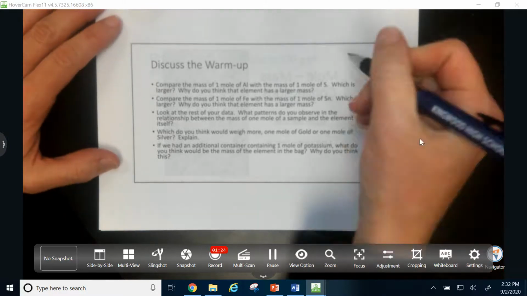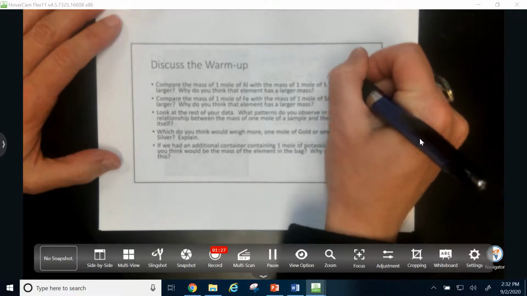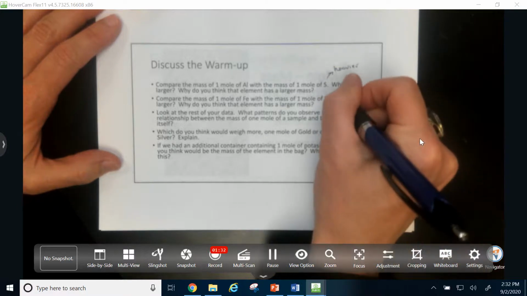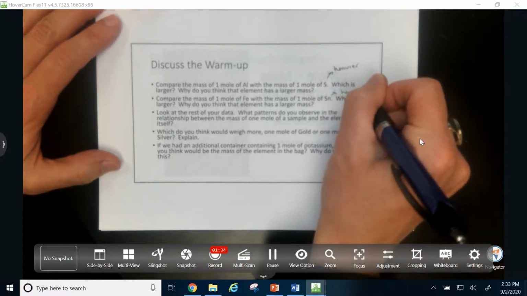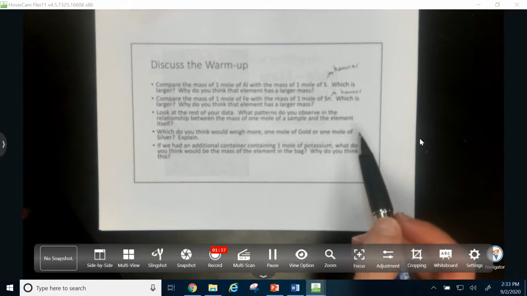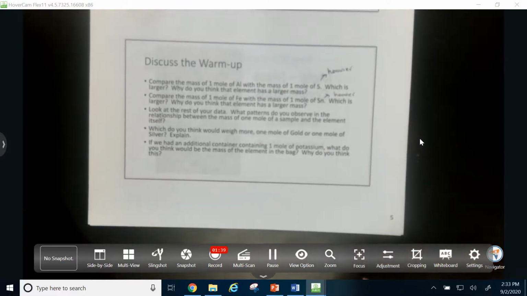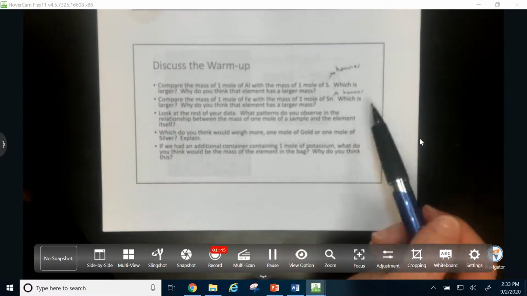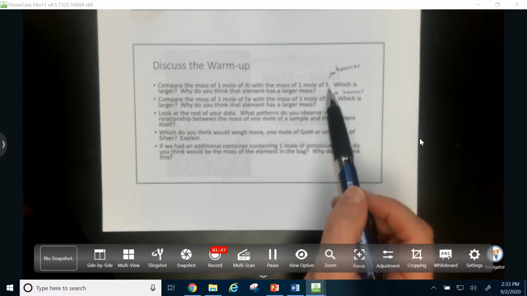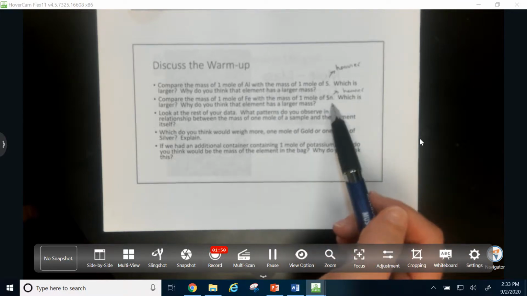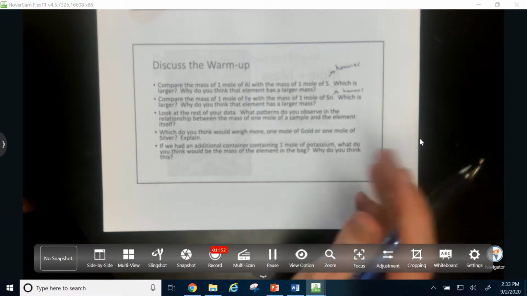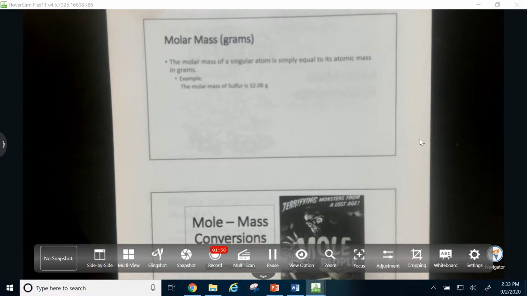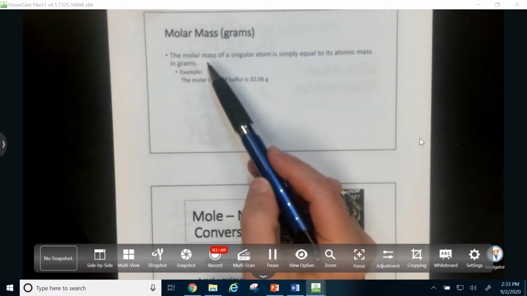And so you should have noticed that 1 mole of sulfur was actually heavier than 1 mole of aluminum. You would have noticed that tin was heavier than 1 mole of iron. And the reason why it was heavier was because on the periodic table, sulfur has a larger mass than aluminum. Tin has a larger mass than iron. So the mass of 1 mole of a substance is equivalent to its molar mass. We call it a molar mass, the mass of 1 mole of that substance.